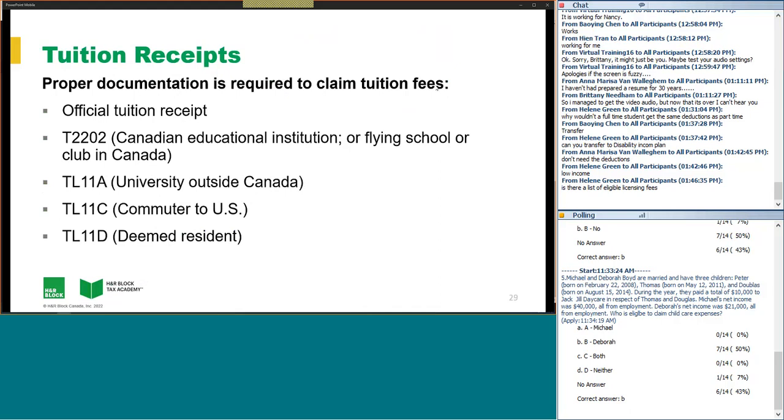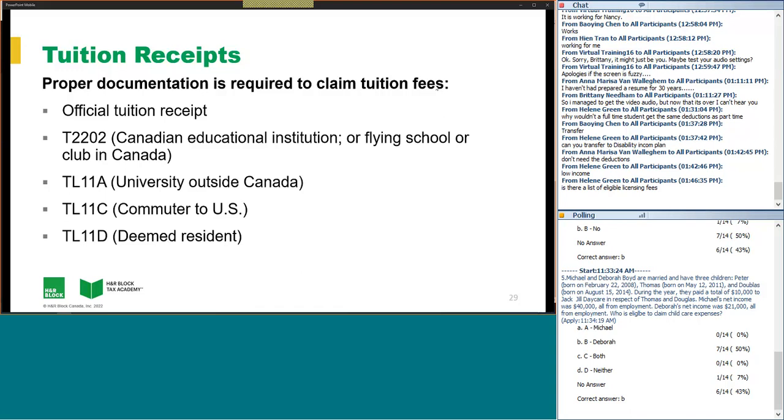T2202s happen automatically. Every school in Canada issues them to all of their students. How will you get a TL11A? Let's say they went to school in the States and you want to get tuition for that school. Will the school issue a TL11A automatically? No. Definitely not. So the student has to bring it to their school financial department. They will have to convert it to Canadian funds. I'll tell you, most places don't convert it to Canadian. So if they don't, they have to identify what currency they're putting it in. They have to determine what counts.